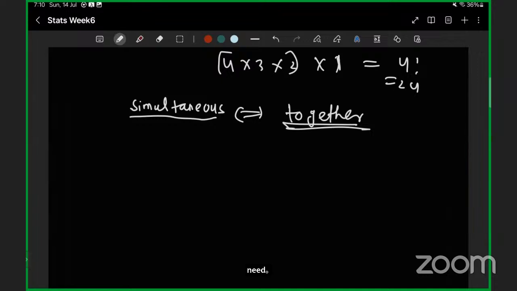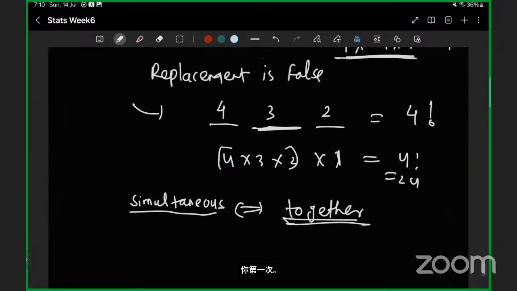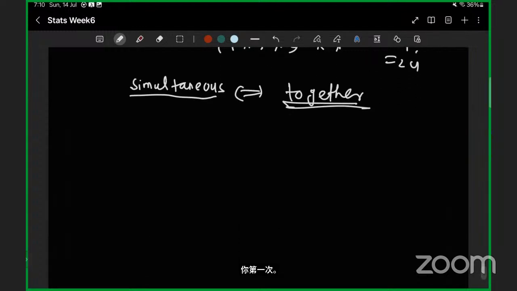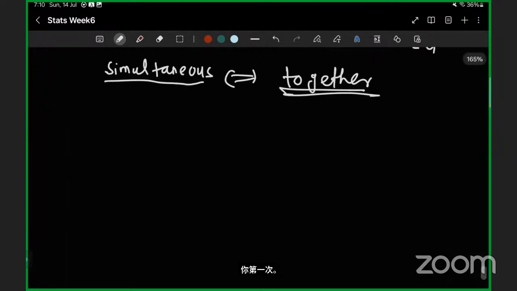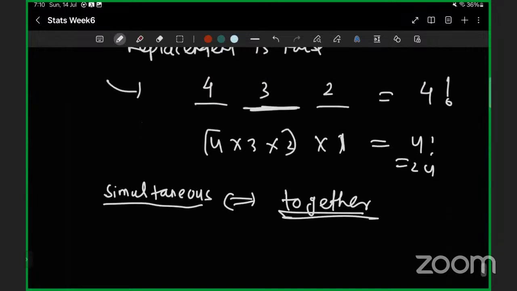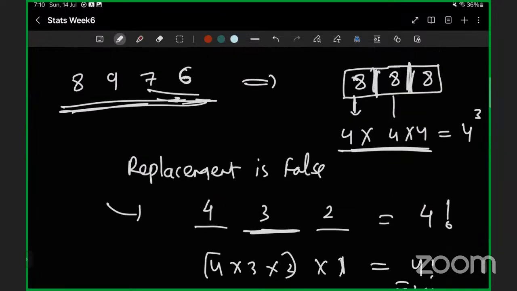It is simultaneous because we have to select a wrapper for each gift at the same time. Okay, sir. Clear. So can you explain one example for not simultaneous?